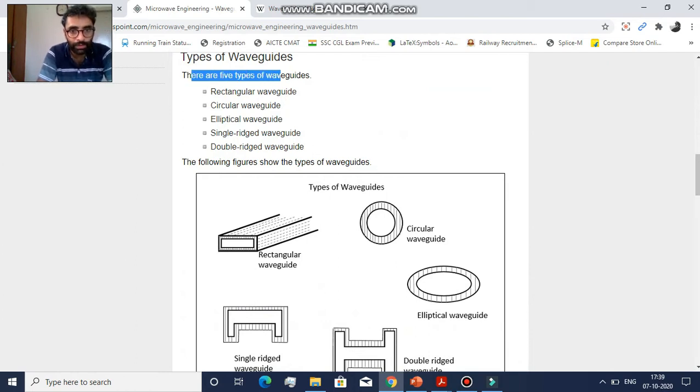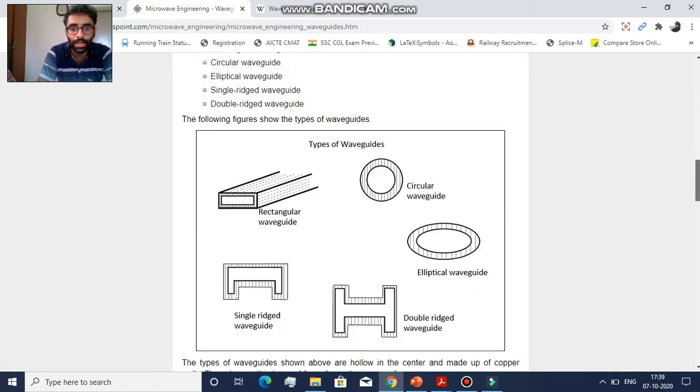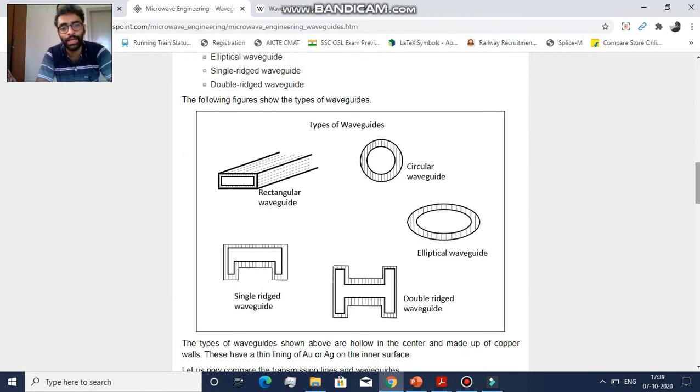Now the types of waveguides, this also is important for your answer. There are 5 types of waveguides: rectangular waveguide, circular waveguide, elliptical waveguide, single ridged waveguide, and double ridged waveguide. You can refer to the types of waveguide in the diagrams below. These are simple to draw. If you have enough time to draw these figures in your exam, then it adds a lot of value to the answer, right?